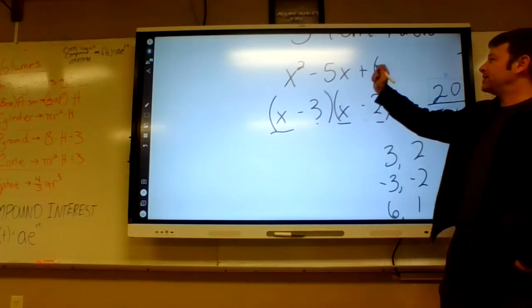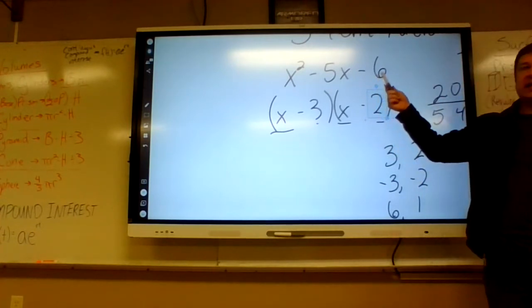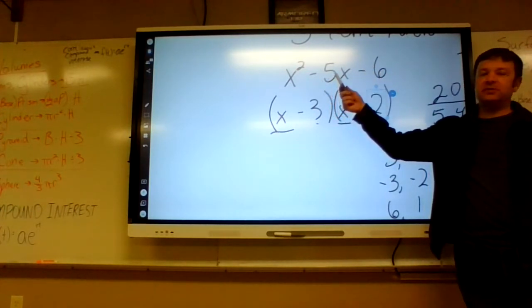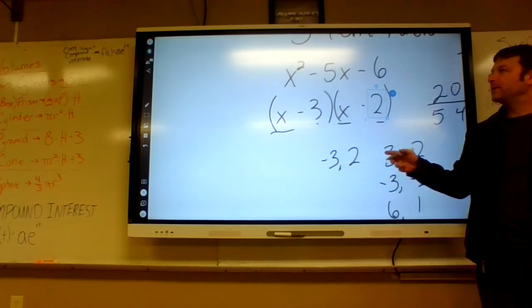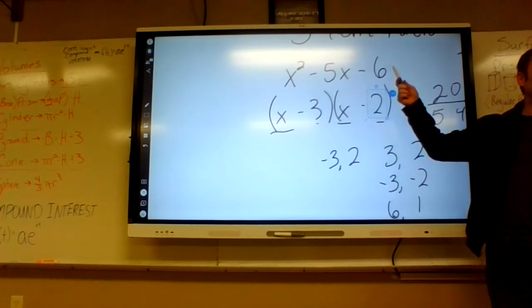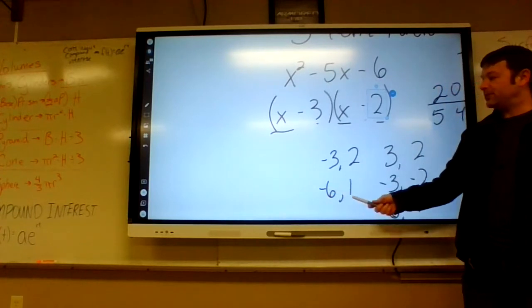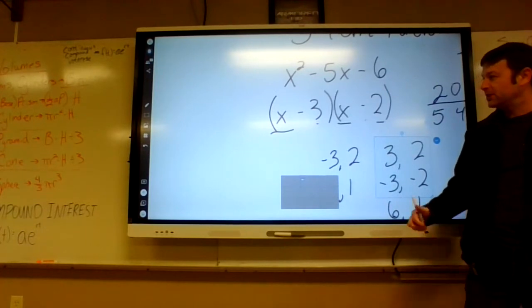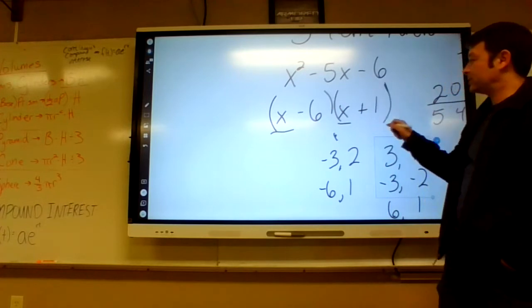Okay, let me change it again. Let's make it tricky. What multiplies into -6 that could add up to -5? -3 and 2? Does that add up to -5? No. What multiplies to -6? 6 and -1, or -6 and 1. Does -6 and 1 multiply to -6? Yes, it does. Does it add up to -5? Yes. So in that case, it would have to be -6 and +1.